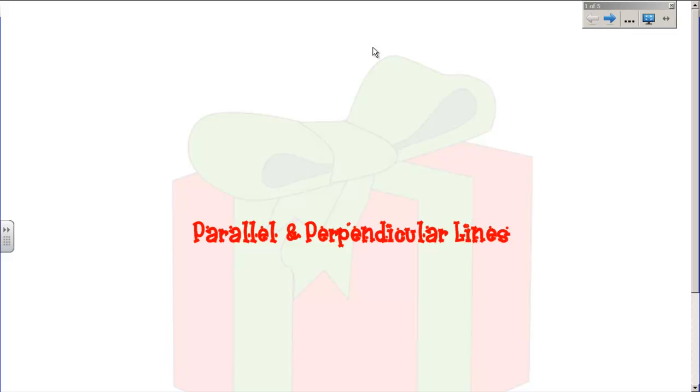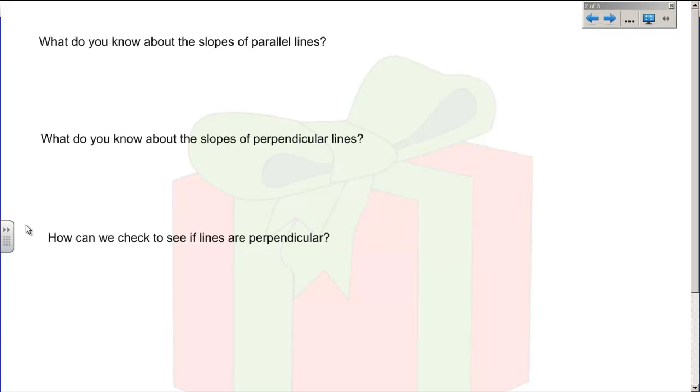Well, hey there, kiddos. Tonight we are going to talk a little bit about parallel and perpendicular lines, which we have discussed a little. We've at least talked about their slopes, but now we're going to talk about writing equations of them. So let's do a quick, brief little review of what we know.